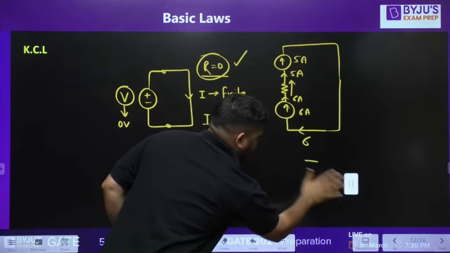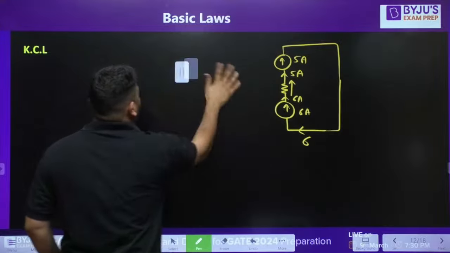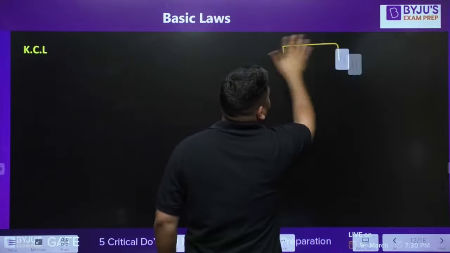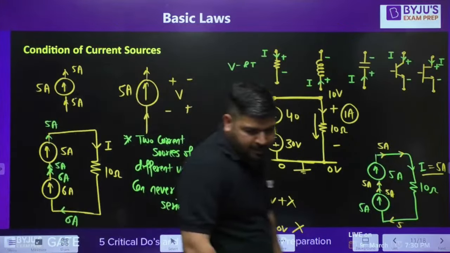Anyway, so let's come to the next thing. I told you about current violation. Two current sources of different value can never be in series. Two current sources of different value can never be in series.